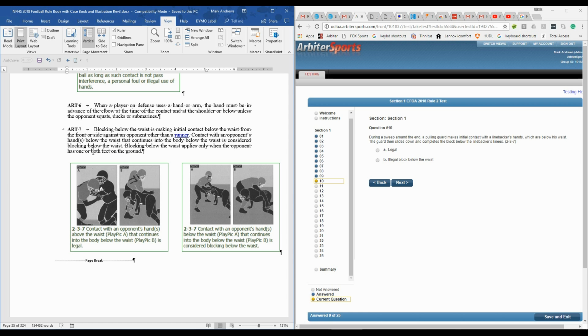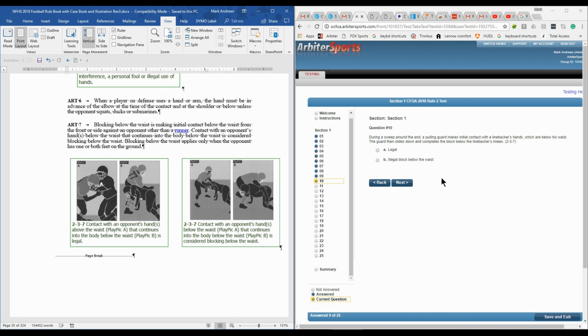Anyway, here's a couple of pictograms that basically describe the very scenario we're talking about. As you can see here, contact with the opponent's hands below the waist that continues into the body is considered blocking below the waist. So the answer to question 10 is B. This is an illegal block below the waist.